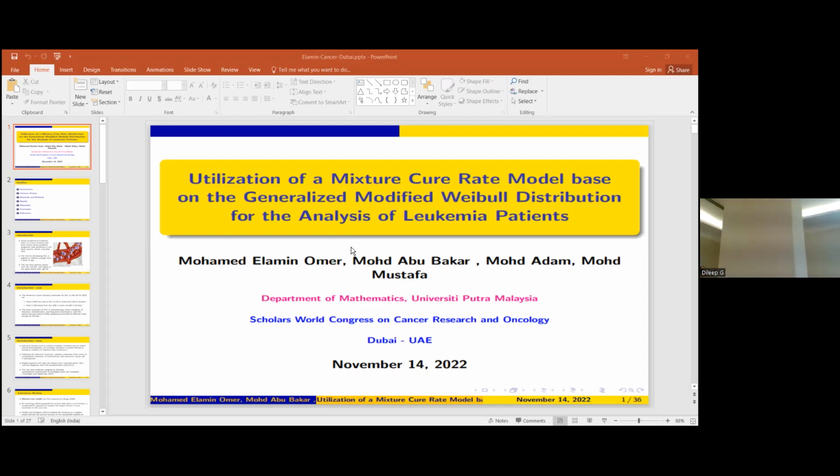We will go through the introduction, literature review, material and method, result and discussion, conclusion and references. By the way, I'm talking about the utilization of the XRQ model based on the generalized modified Weibull distribution for the analysis of leukemia patients.